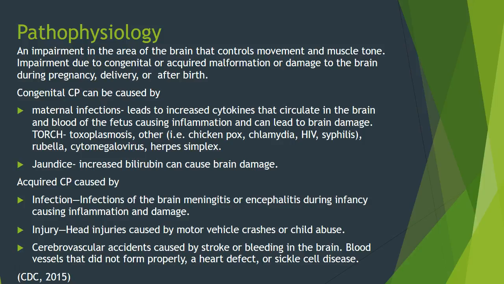Acquired CP is caused by meningitis or encephalitis during infancy, causing inflammation and damage to the brain. Head injuries caused by motor vehicle accidents or child abuse, shaken baby syndrome. The list goes on here. And cerebrovascular accidents can be caused by stroke or bleeding in the brain, or blood vessels that do not form properly, a heart defect, or sickle cell anemia.